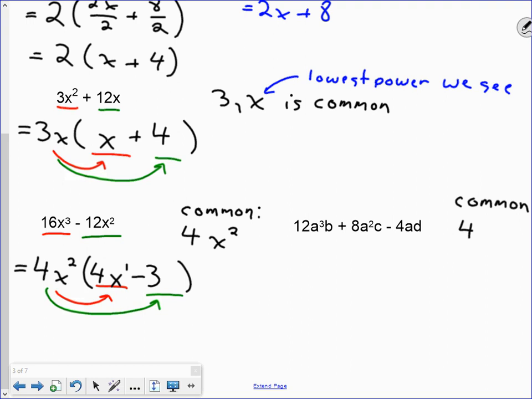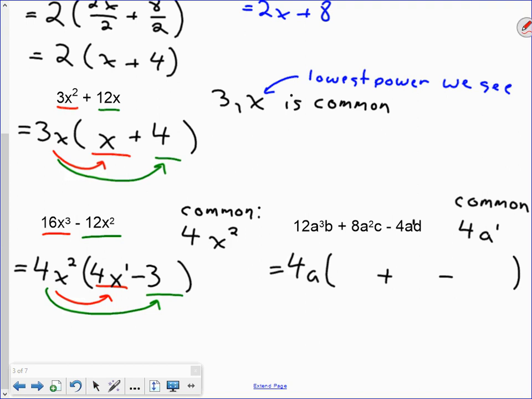When we look at the variable parts, they all have an a in them. So an a is definitely common. And what power of a can we factor out? Let's look at the lowest power that we see. We've got a cubed, we've got a squared, and we've got a power of 1 there. So we can just factor out a to the power of 1. So we write that common term out front. And then inside the brackets here, we're going to need 3 terms. We started with 3 terms, so we need 3 terms inside the brackets.